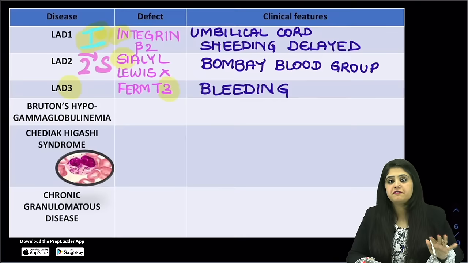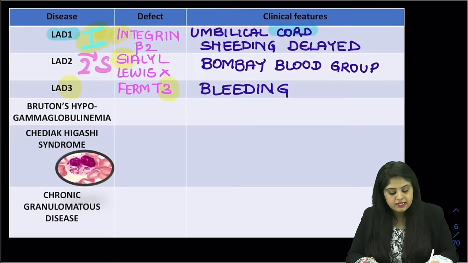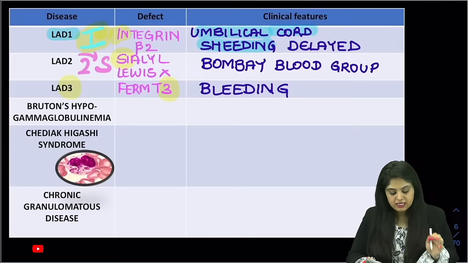Now you need to know the extra points that they are going to have. In LAD 1, you will always get a history of a delay in the umbilical cord shedding. Very, very classical one.